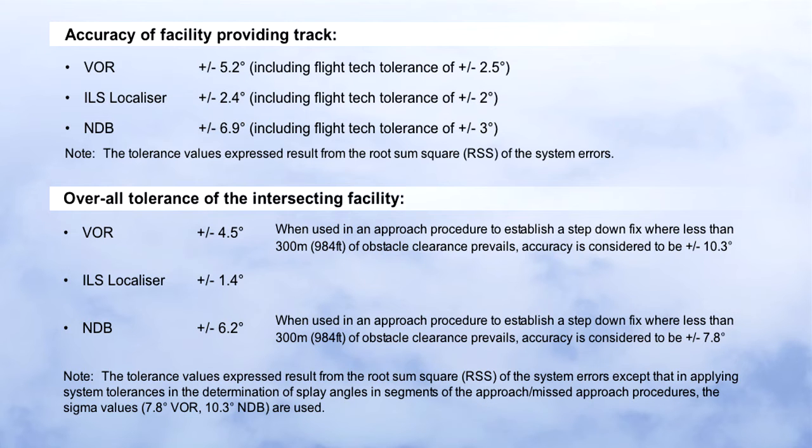There is a difference between the tolerances of the approach procedure intersecting facility and the along track facility. This is accounted for by the fact that flight technical tolerances are not applied to the former. The values illustrated here are used in the development of instrument procedures.